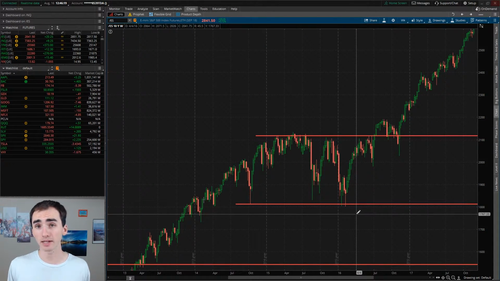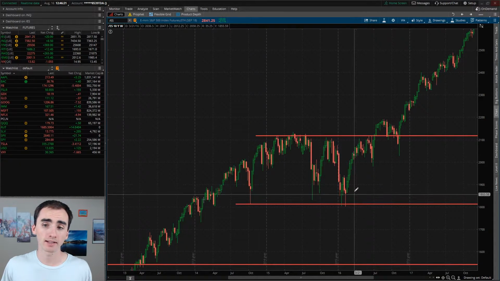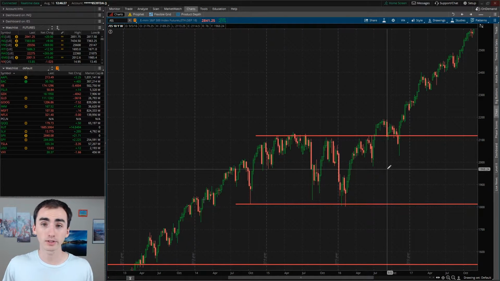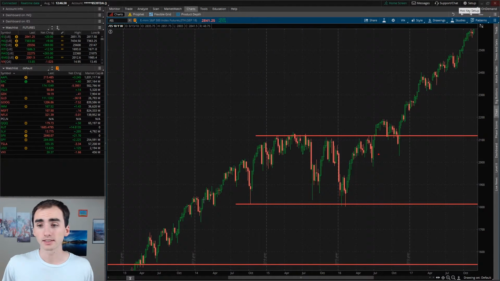But again, it held that zone and began to rally back up to our resistance level that we had drawn previously. It struggled against this resistance level again, but it eventually broke through here. And that shows us that the resistance level has been broken, and maybe we've broken out of this sideways trend of the last few years and we might start a new uptrend.